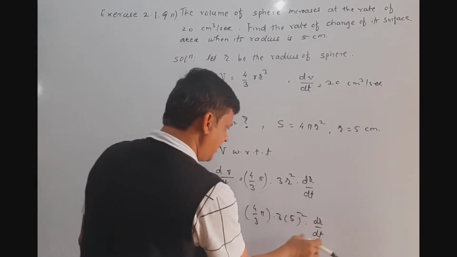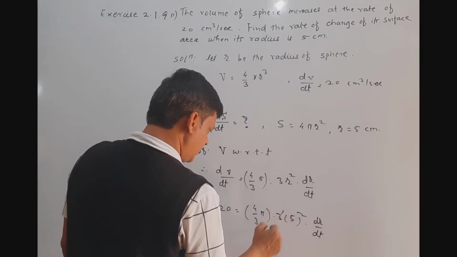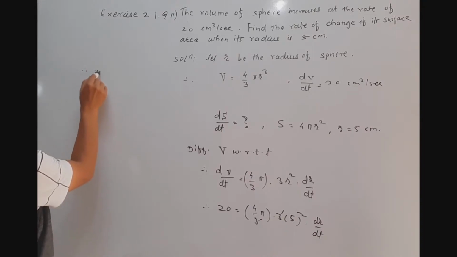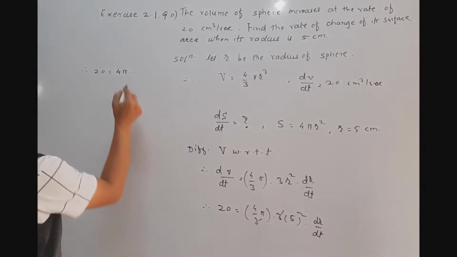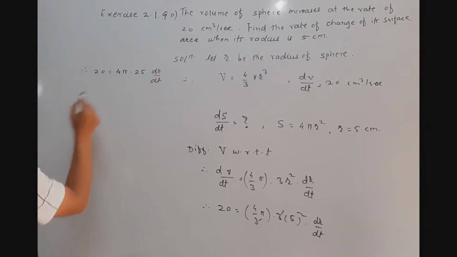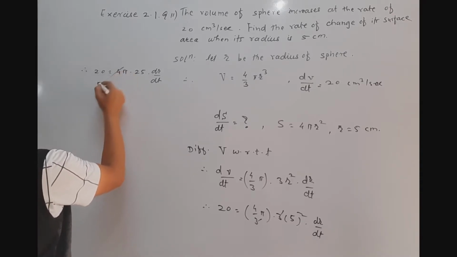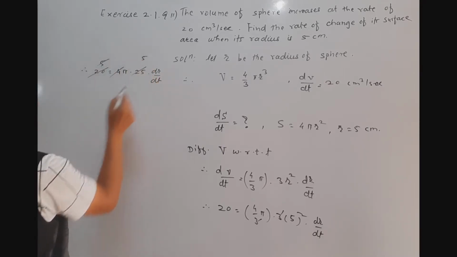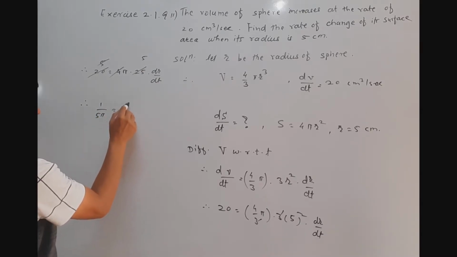So we calculate dr by dt from this. So we write 5 square as 25. So this 3 gets cancelled. Therefore 20 is equal to 4 pi into 5 square, we write 25, into dr by dt. So from this we transfer this 4 to the left hand side, or first we simplify this. We write 4 5s are 20 and 5 5s are 25. So we get 5 pi. So 1 upon 5 pi is equal to dr by dt.